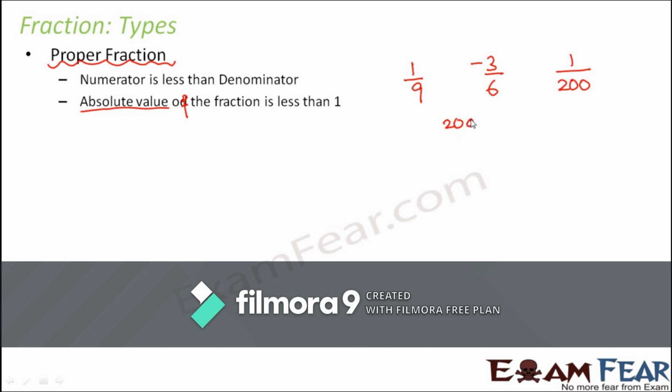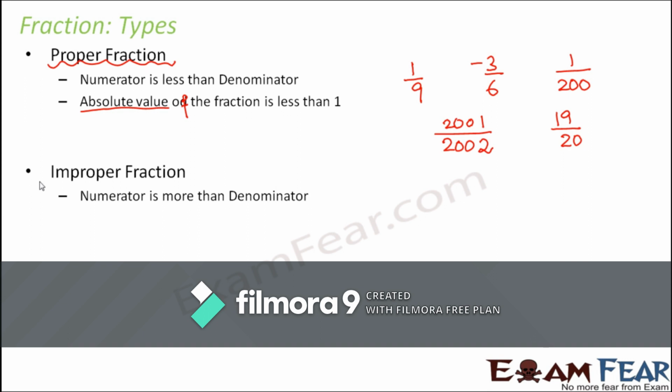You take any example. Let's say 2001 divided by 2002. This is also a proper fraction because numerator is lesser. But when you actually divide and see what is the value, you would see that this is lesser than 1. You talk about 19 by 20. Here also this is a proper fraction and the value of this fraction is less than 1.